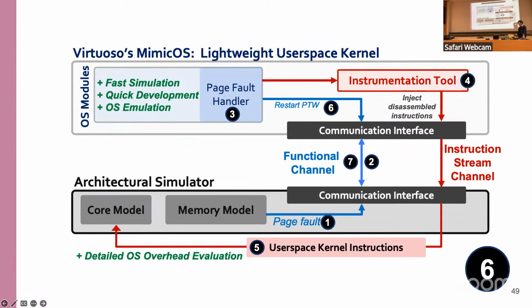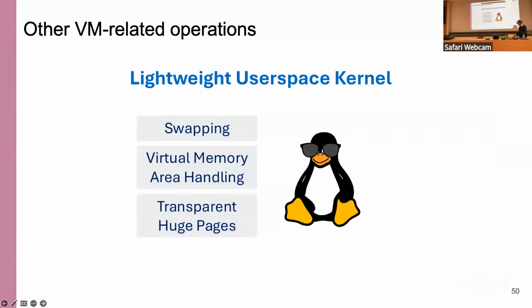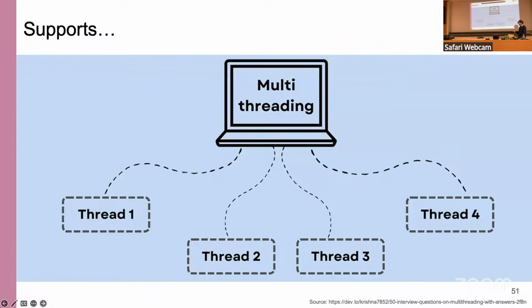Once Mimic-OS finishes, it writes back the result via shared memory and signals the simulator. And lastly, the simulator resumes the application, rewalks the page table, and continues. The same pattern applies to other VM-related operations, for example, allocations, swapping, huge page policies, and so on. And Mimic-OS also supports multi-threading.